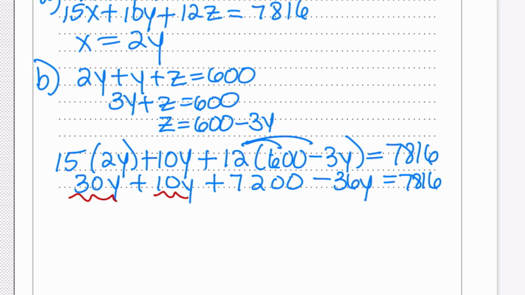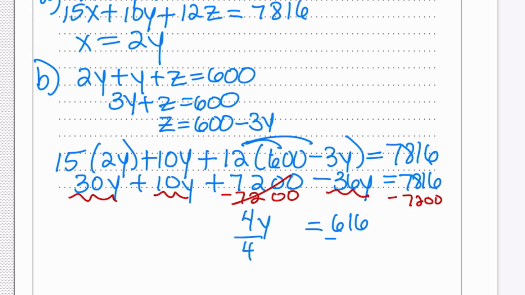30y plus 10y is 40y. 40y minus 36y is 4y. I can go ahead and subtract 7,200 from both sides. That cancels on the left. Bring down your equal sign. So that's going to equal 616 divided by 4.